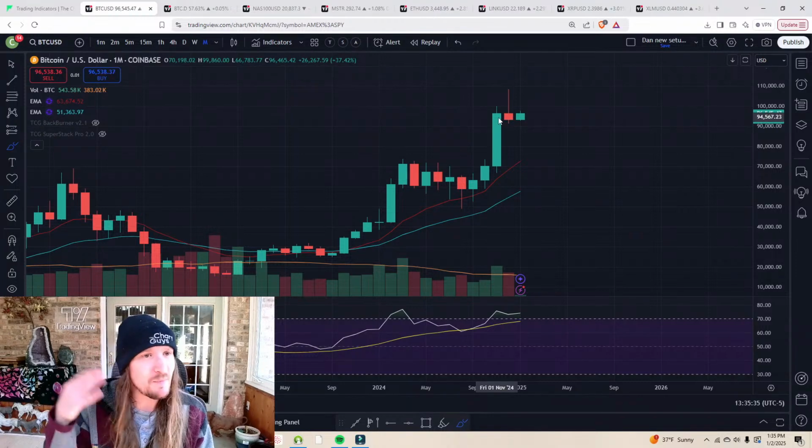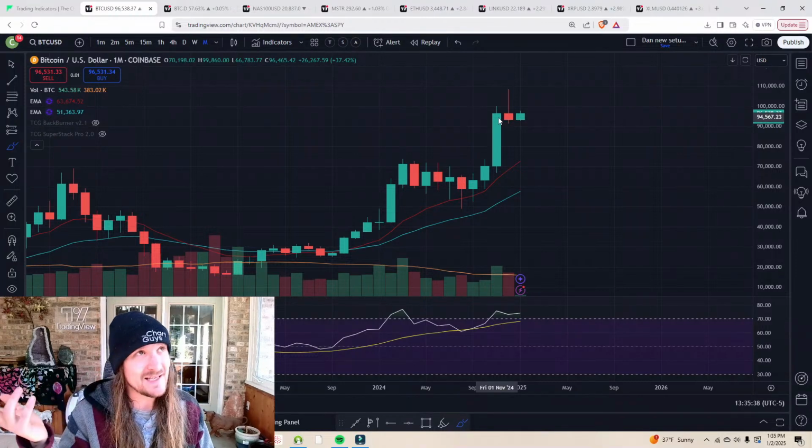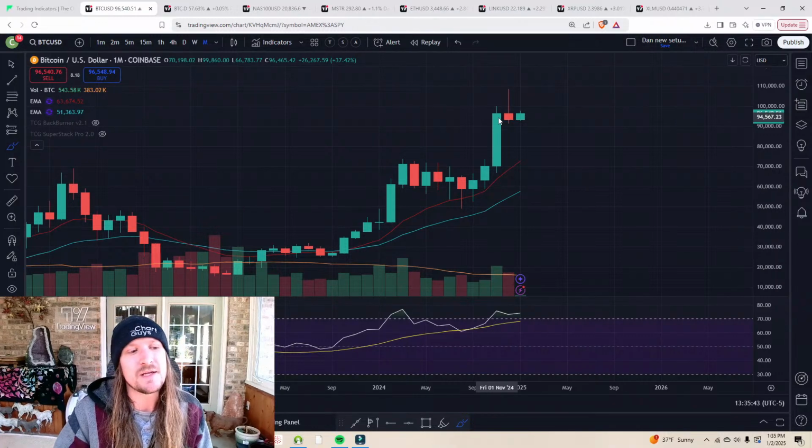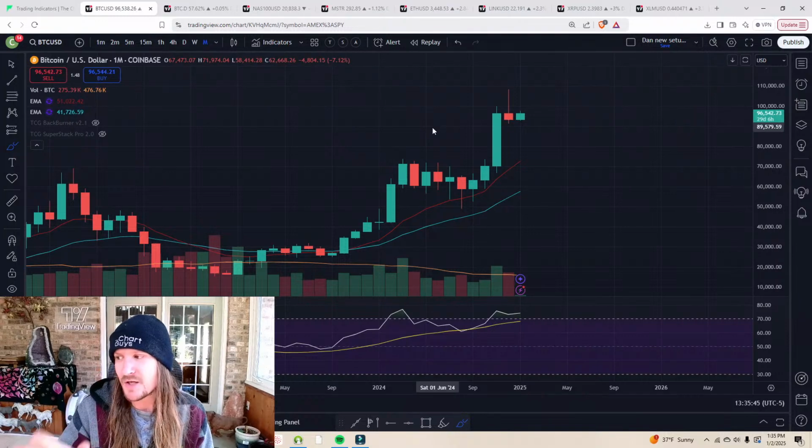So we just have to prepare ourselves. If the NASDAQ monthly candle looks the same and starts monthly consolidation, for me, that increases the probabilities that Bitcoin can see monthly consolidation as well. So just want to be aware of it.